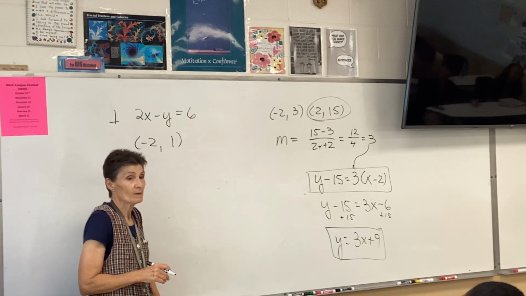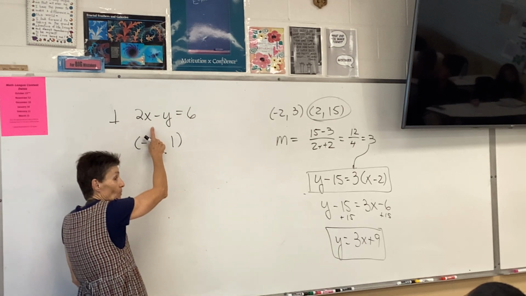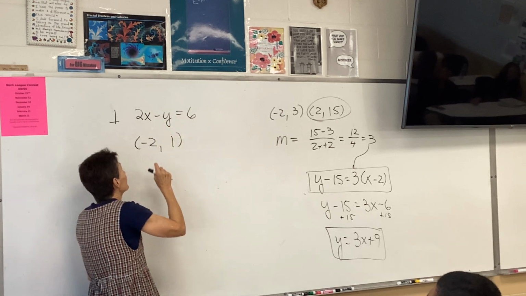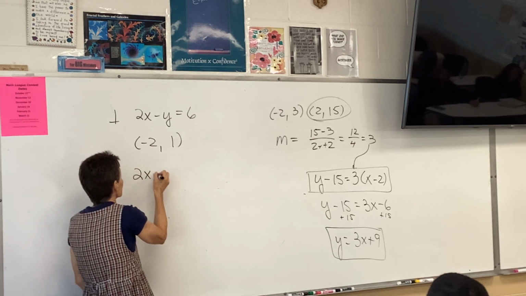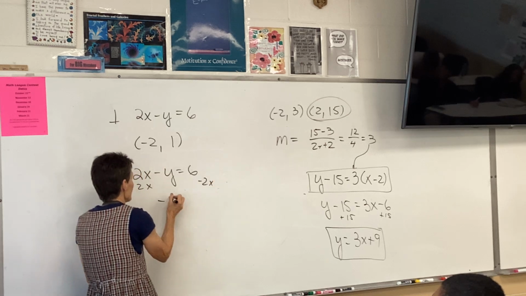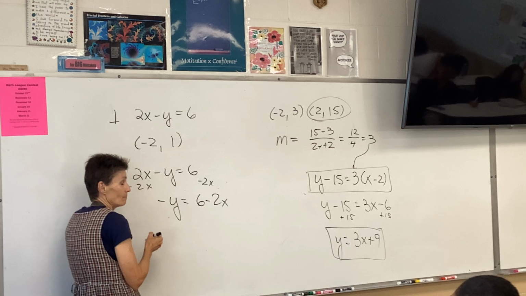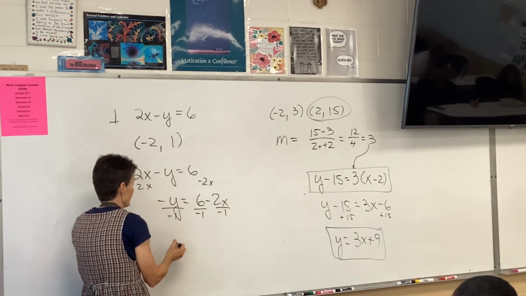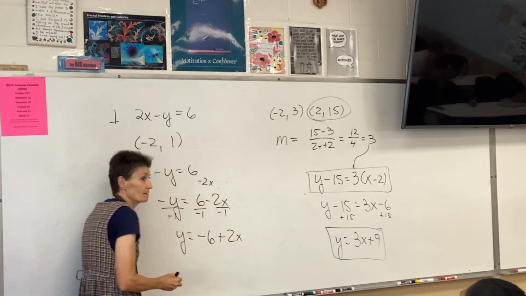So what do I do? Find the slope of this line? And how do I do that? How do I find the slope of a line? Get y by itself. So 2x minus y equals 6, so I'll subtract 2x. So negative y equals 6 minus 2x. Divide by negative 1. So y equals negative 6 plus 2x.